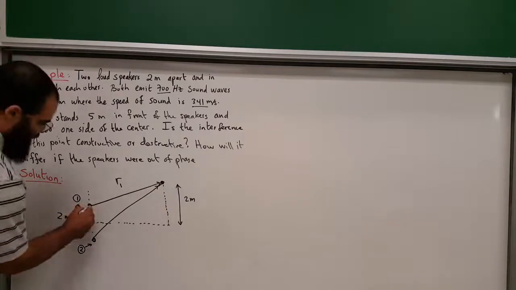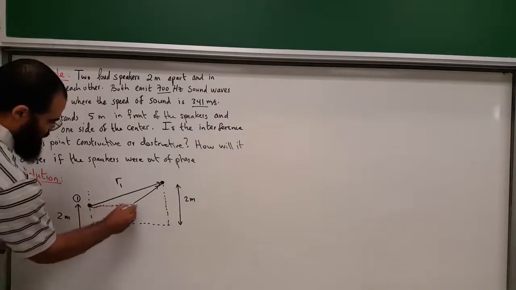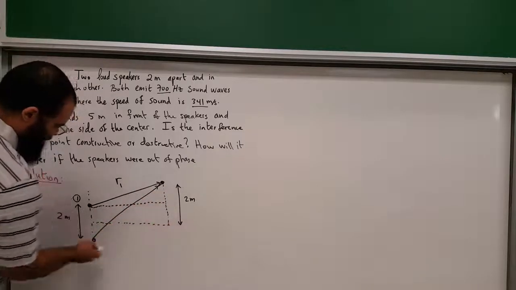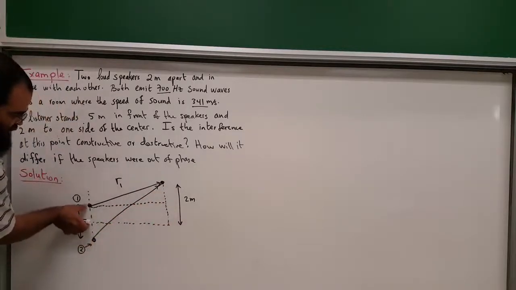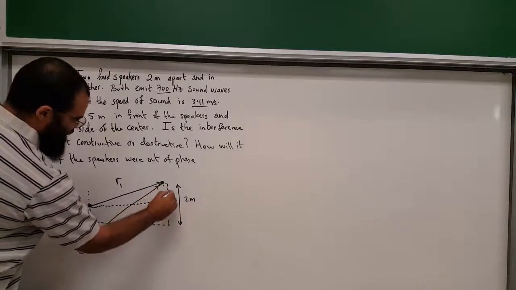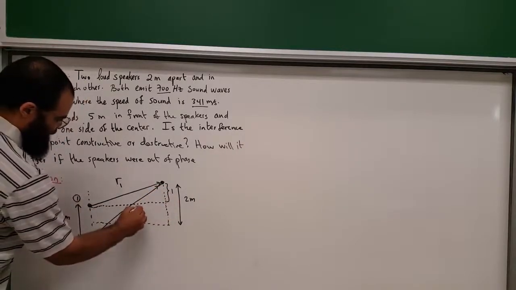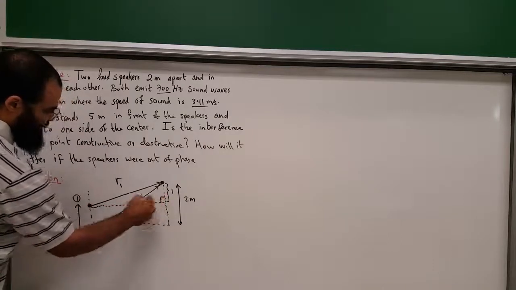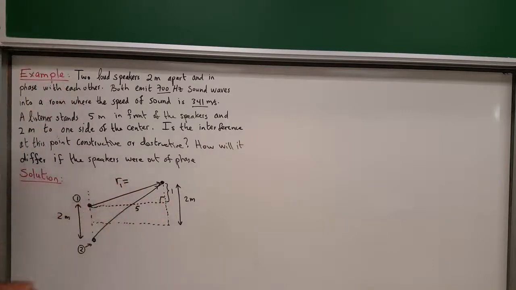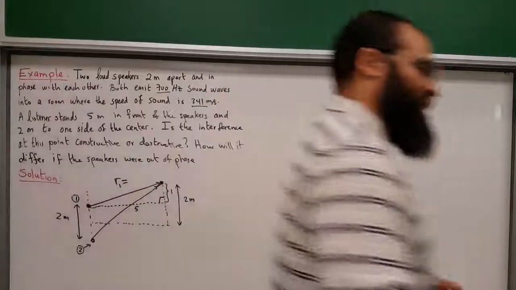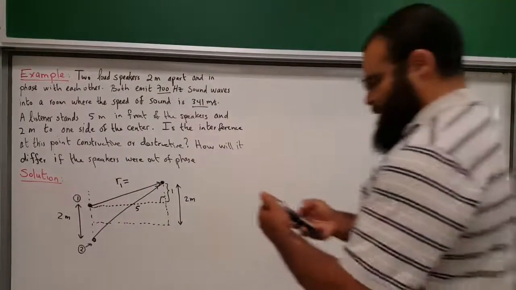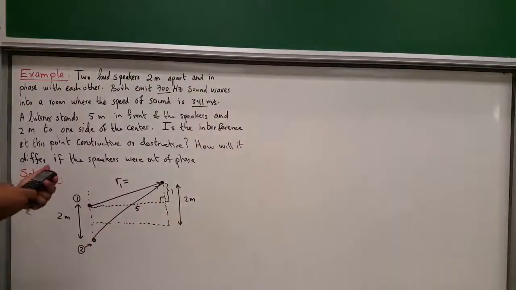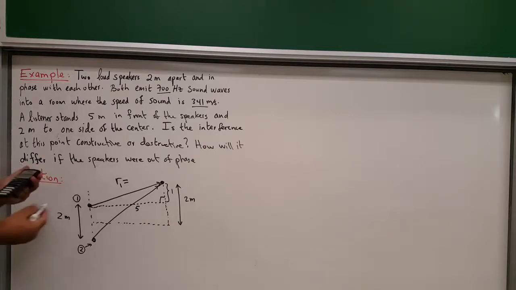All right, so here is R1. The speakers are 2 meters apart. This is the middle, so this has to be 1 meter here. This is 5 meters from here to here. So it's a simple Pythagorean theorem application. You get the square root of 1 squared plus 5 squared. 1 squared is 1 and 5 squared is 25, so square root of 26. That gives me 5.099, so 5.1.